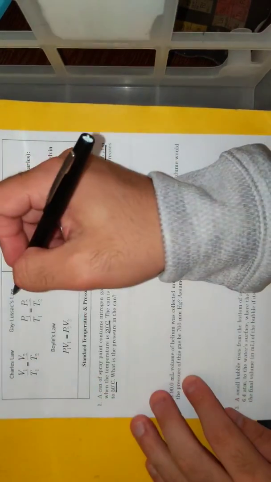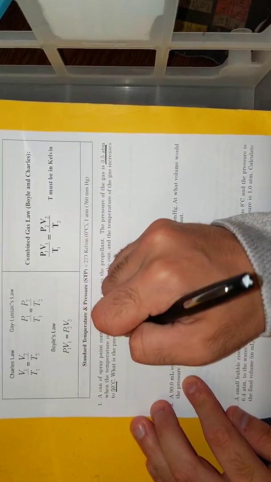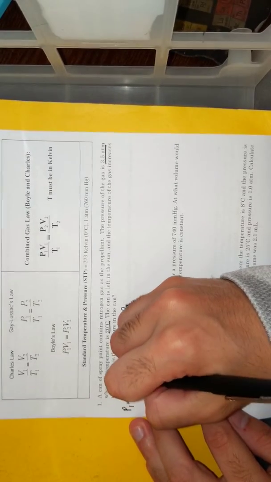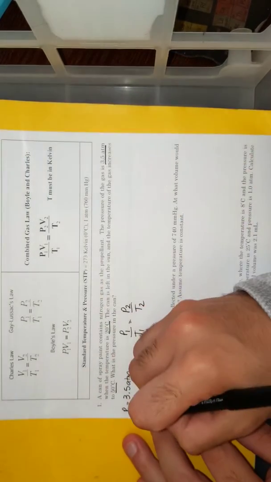So now we're going to try and use an equation. Which of these equations has temperature and pressure? Gay-Lussac's law. So I know I'm going to be using this equation, P1 over T1 equals P2 over T2. And I know that P1 is 3.5 atmospheres. That's the only pressure that's given to me.